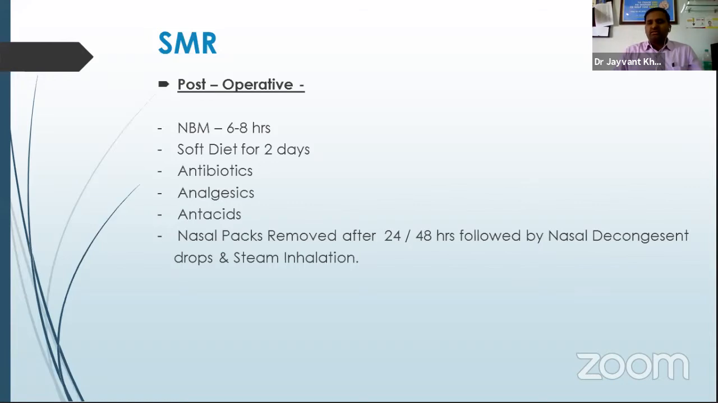For that, you have to continue steam inhalation and nasal decongestion drops for 4 to 5 days. After that, follow up after 1 week, meaning some crust, some adhesions in between the nasal septum or operative site and the lateral wall of the nose, you have to remove it.